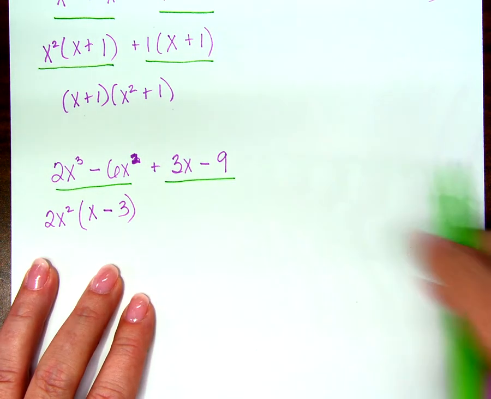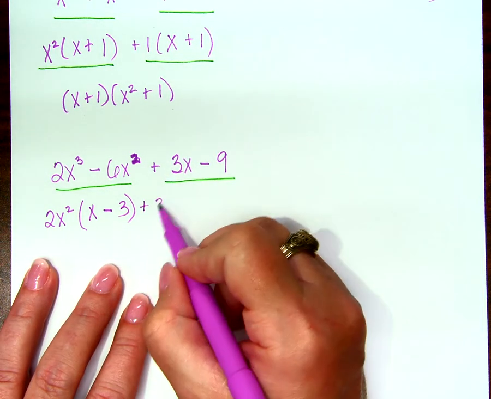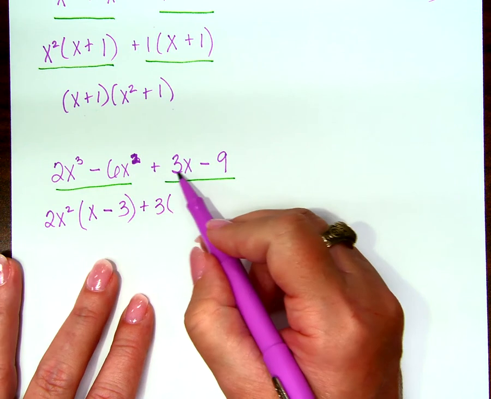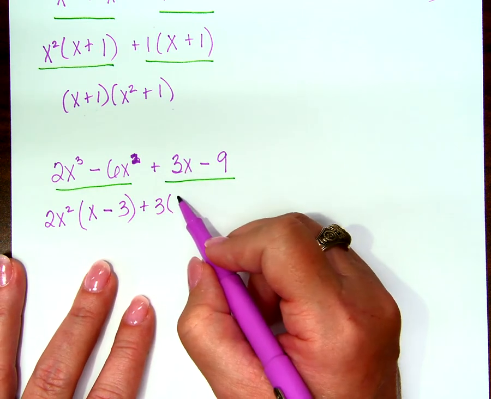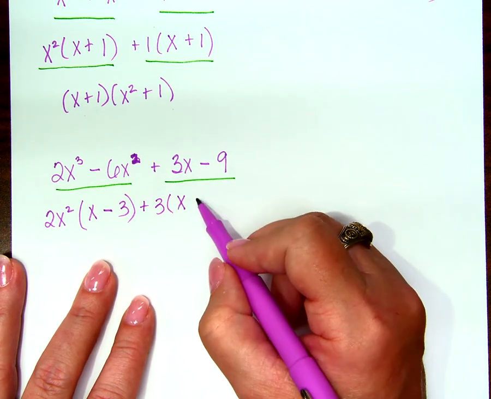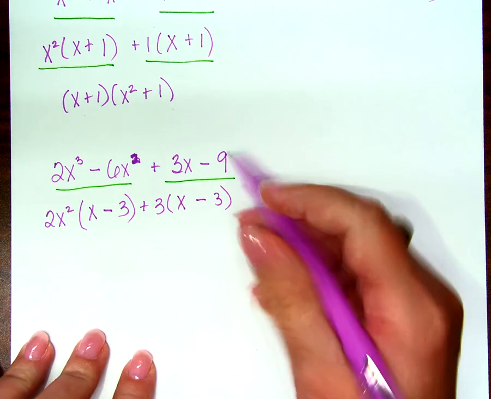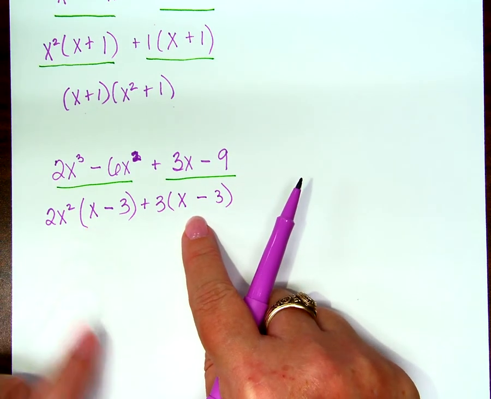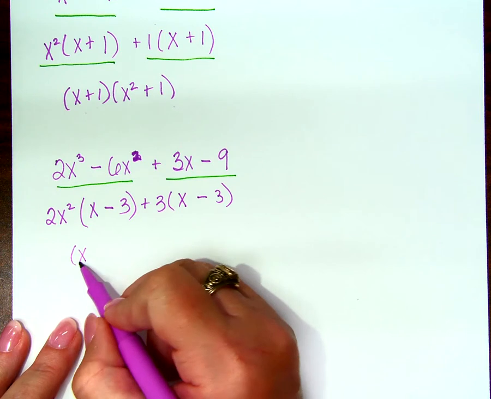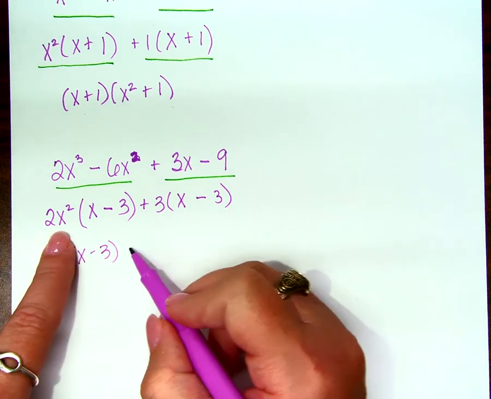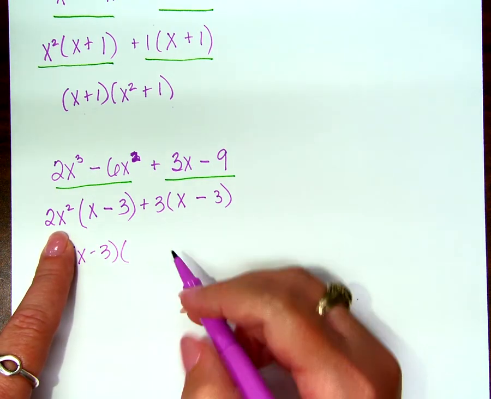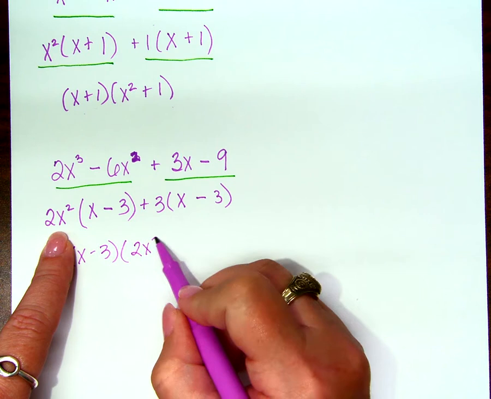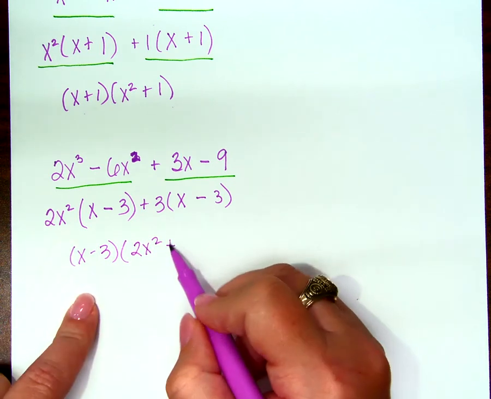Look at the last two terms. What do they have in common? A 3. What's left if I factor out a 3 from this term? And this term? Minus 3. Do these two terms have something in common? What factor do they have in common? X minus 3. What is left from the first term if I factor out x minus 3? 2x squared. And from the second term? Plus 3. Done.